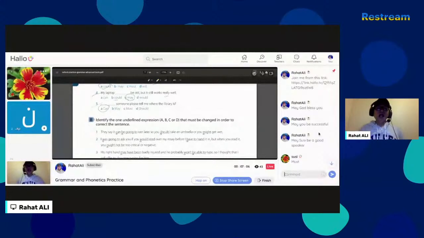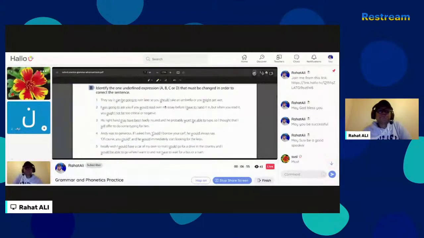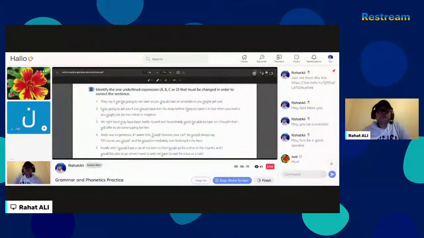No, teacher. Okay, there is an exercise B. Would you like to read it, please? B. Identify the one underlined expression A, B, C, or D that must be changed in order to correct the sentence. Okay, it is identify. Look at the use of must. That must be changed. That means the examiner is giving an order in order to correct the sentence. So that means, Susie, there is only one mistake, and you need to find out the mistake. Then you have to change it.